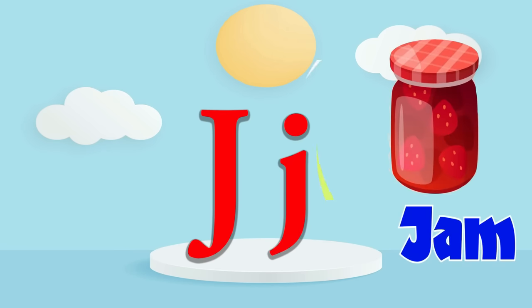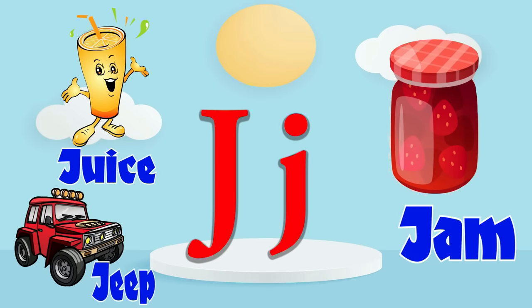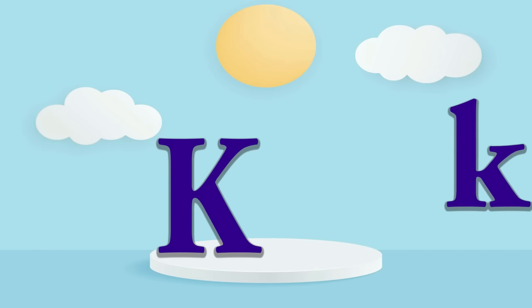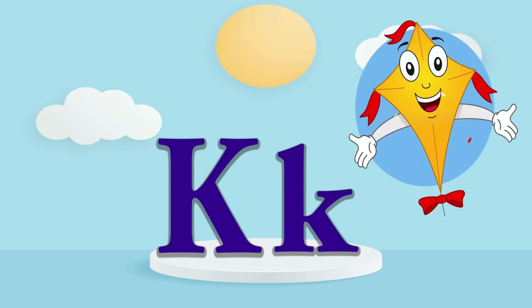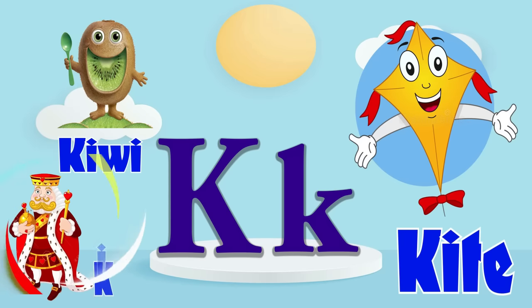J for jam. J for juice. J for jeep. J for jam, juice and jeep. K for kite. K for king. K for kite, kiwi and king.